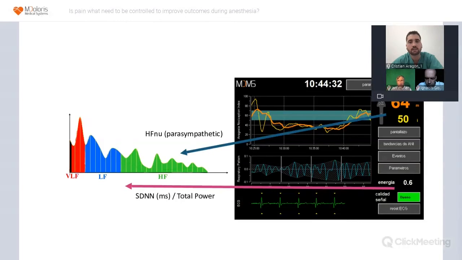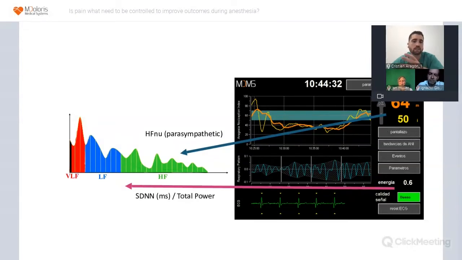Here we have again the screen of the ANI monitor, and it shows there three numbers. One of them here in the bottom of the screen has been already explained. The energy is the standard deviation between R and R in milliseconds. And at the top of the screen, we have in yellow the instant ANI value in the last minute. And we have also in orange the mean ANI in the last 3 minutes.